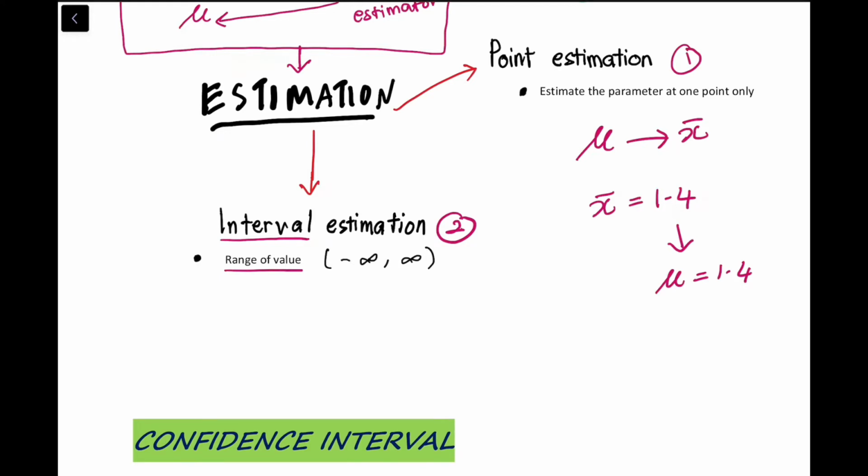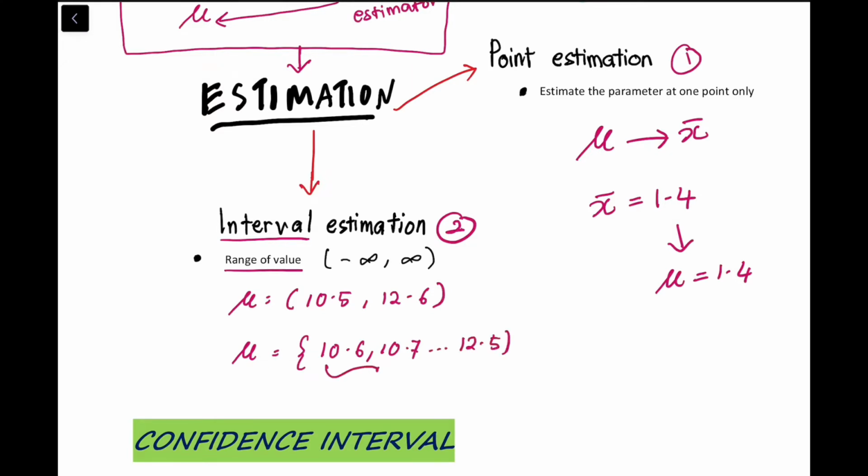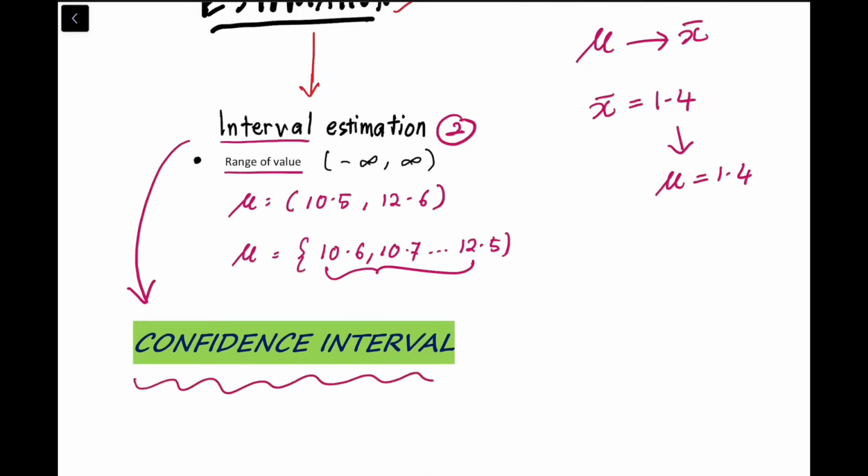Okay, let's say I estimate my mu to be between 10.5 and 12.5. So what does it mean? This mu can be any value between 10.6, 10.7 until 12.5. So it can be any value in this interval. So this is interval estimation. From the definition of interval estimation, penganggaran menggunakan selang, we have what we call confidence interval, selang keyakinan.